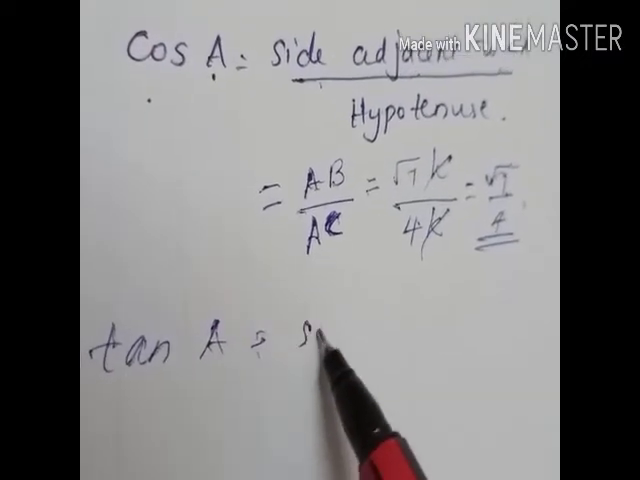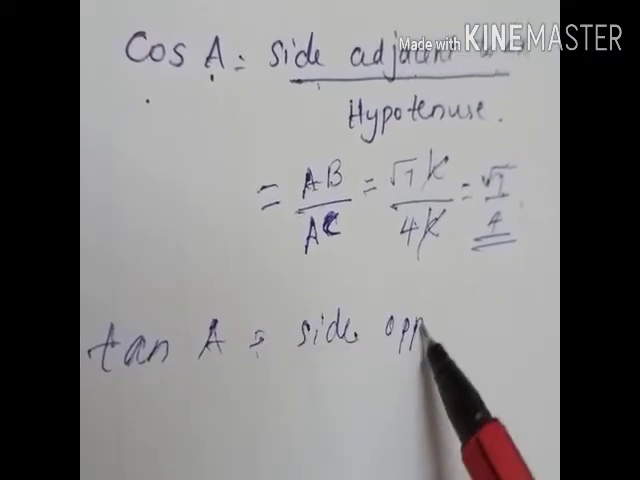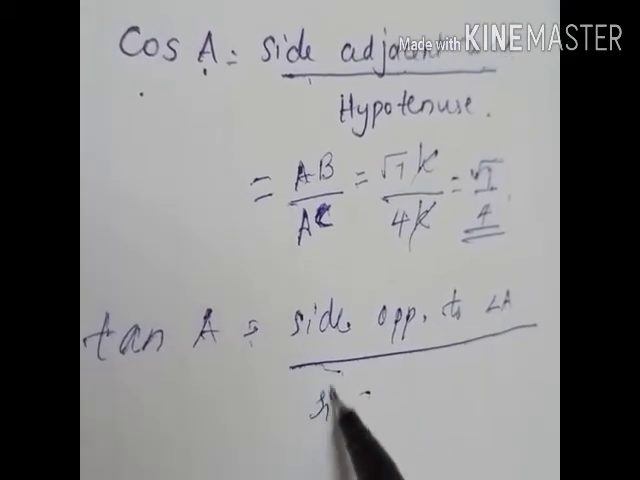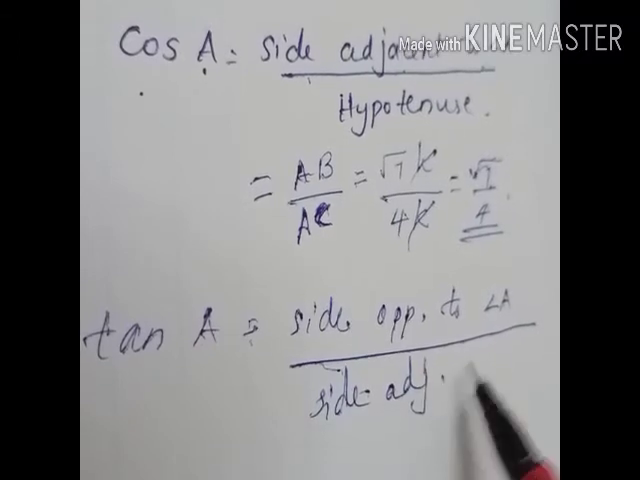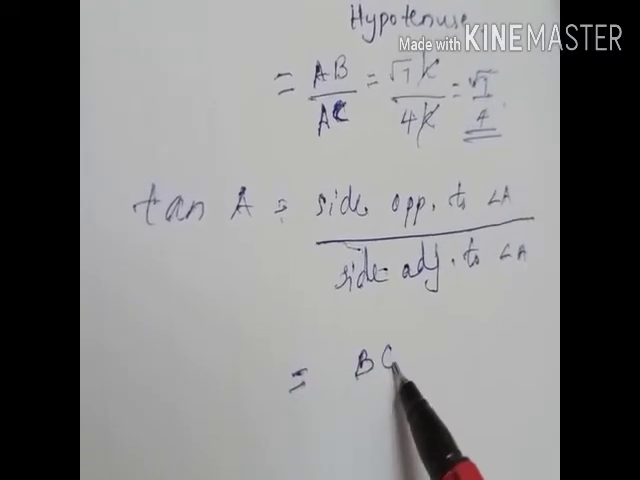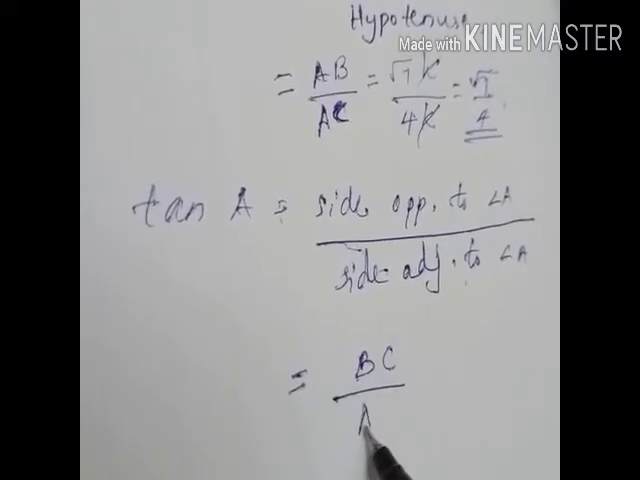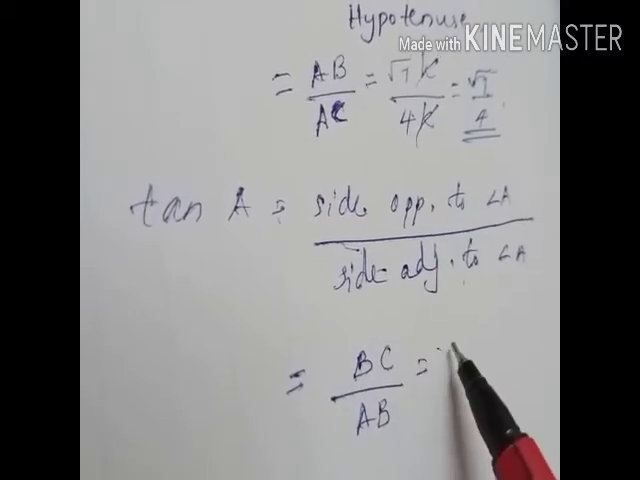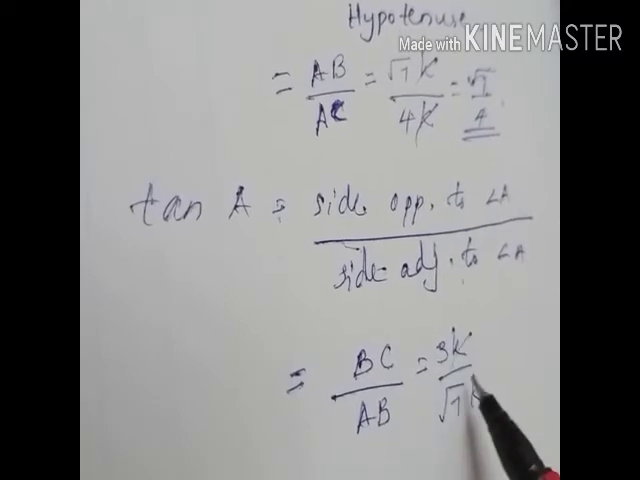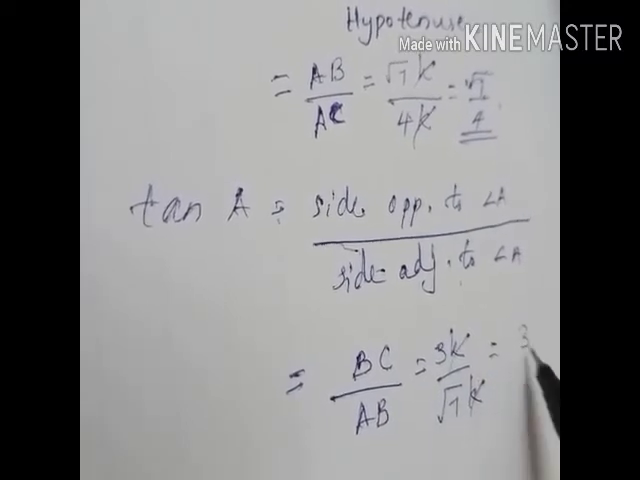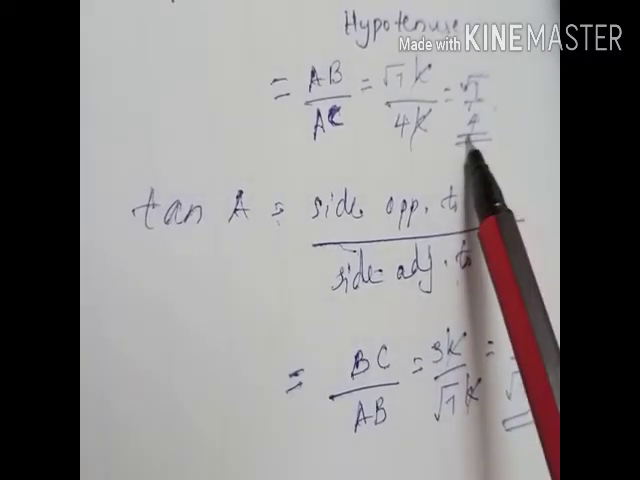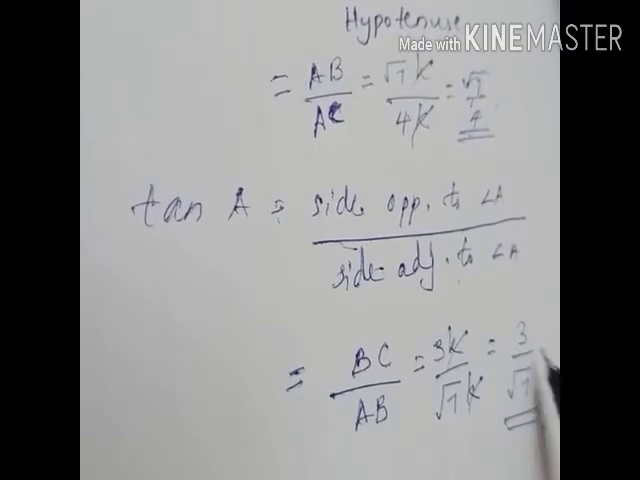Similarly, we have to find tan A. Tan A means side opposite to angle A by side adjacent to angle A. Side opposite to angle A is BC. Side adjacent to angle A is AB. BC we took as 3K and AB we got as root 7K. Now this K and K will be cancelled. So the answer will be 3 by root 7. Cos A equals root 7 by 4. Tan A equals 3 by root 7.